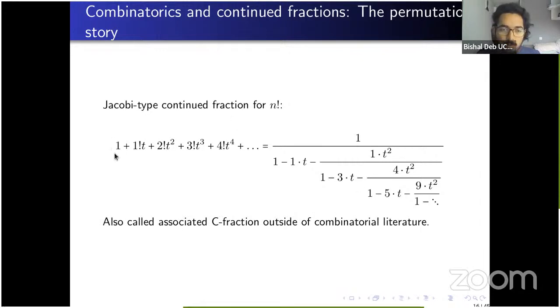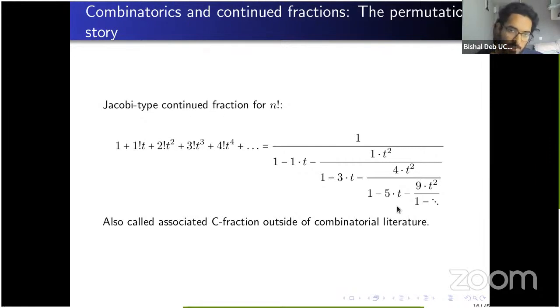So if you take the ordinary generating function for factorials, so 1 plus 1 factorial times t and so on, then this has a Jacobi type continued fraction, which looks like this. So it's 1 minus, so you have the odd numbers here and the squares of numbers, which are coefficients of t square.